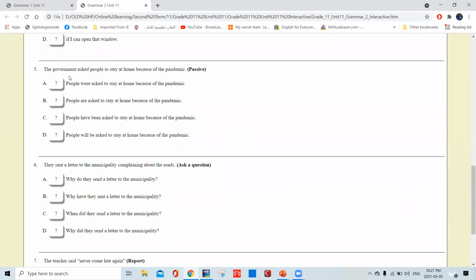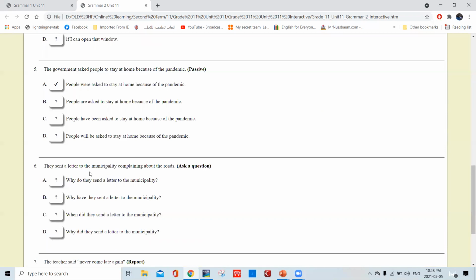And exercise number five, the government asked people to stay at home because of the pandemic. Passive. You are going to have a look at the sentence. Here, the government is the subject and people is the object. Begin with people. People were asked. Have been asked, will be asked, are asked, different tenses. The right answer, people were asked to stay at home because of the pandemic.